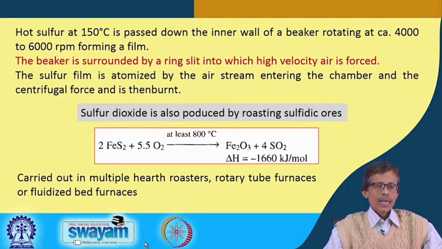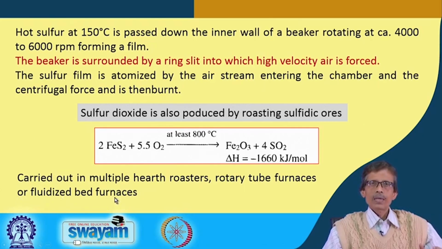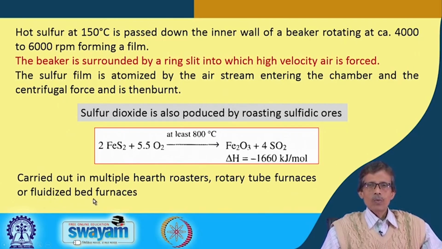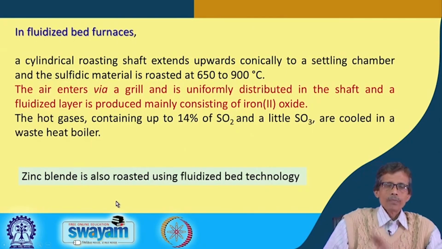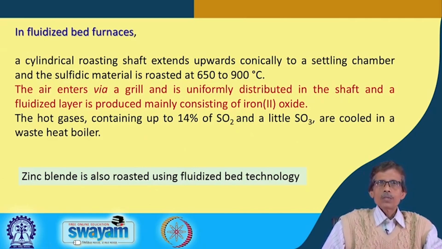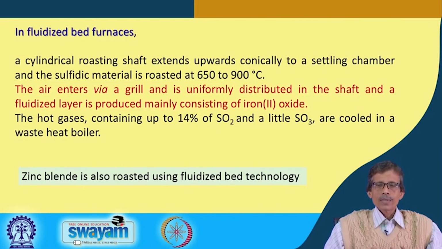So, these can be carried out in multiple hearth roasters, rotary tube furnaces, and sometimes fluidized bed furnaces. This is a typical terminology, that you have the fluids and you have the beds where the contact of the corresponding reactions can be achieved, and these are basically furnaces, that means a typical high temperature reaction. So, for this particular example, in fluidized bed furnaces, what happens there? A cylindrical roasting shaft is available that extends upward conically to a settling chamber.